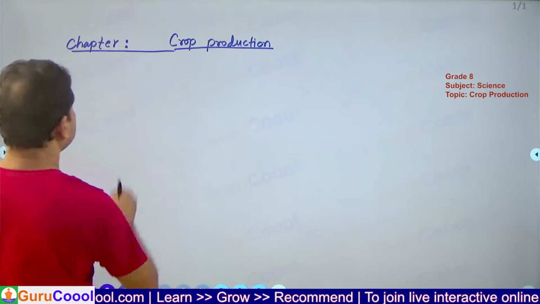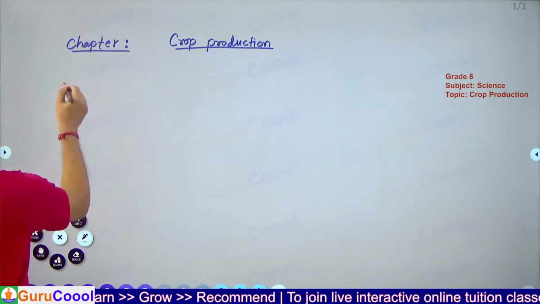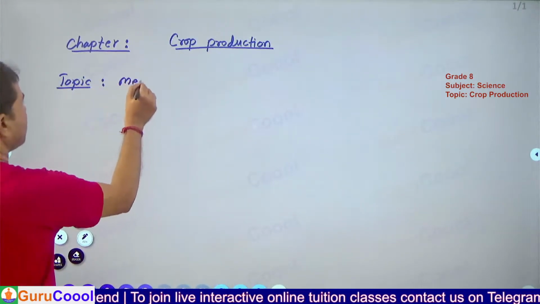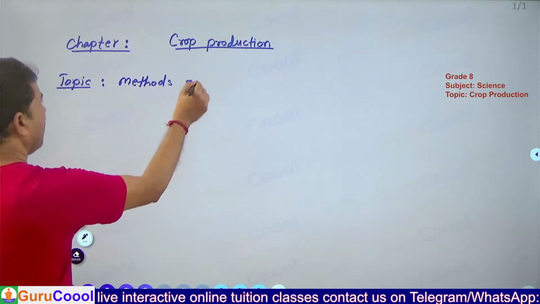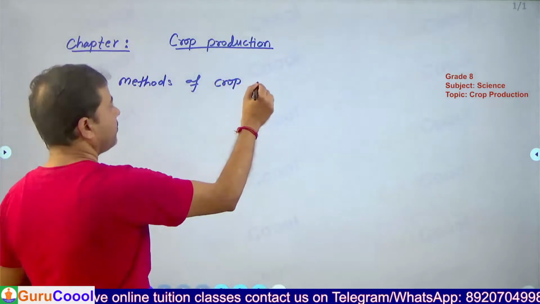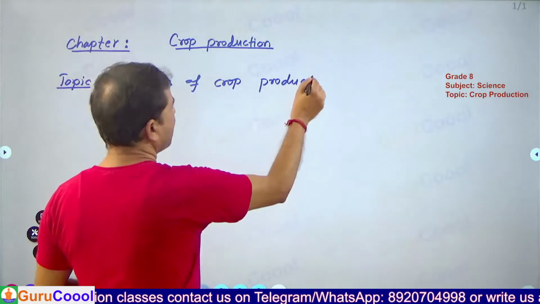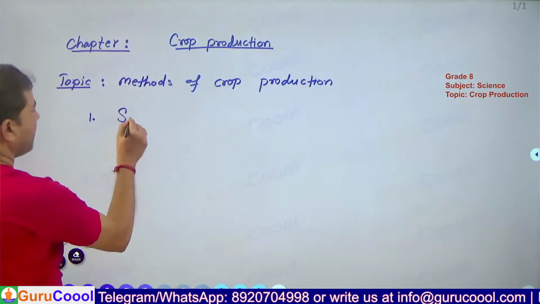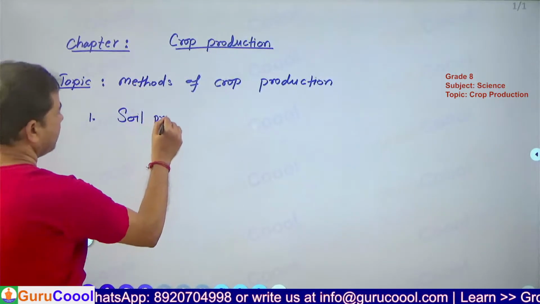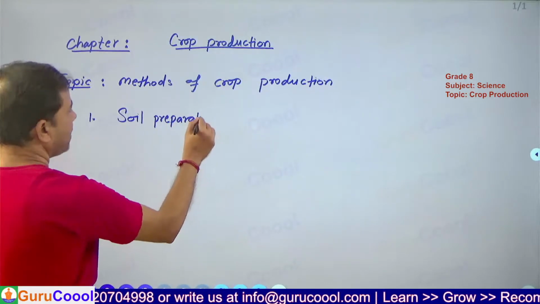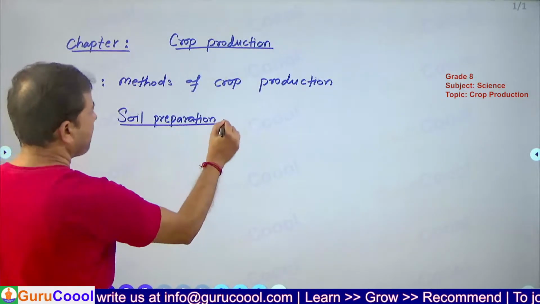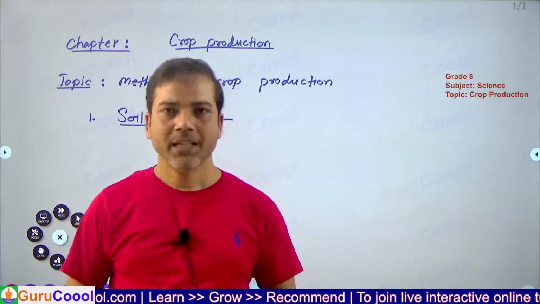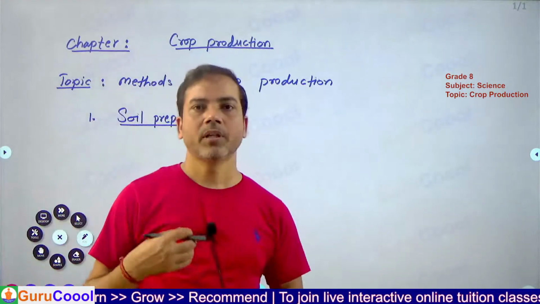Chapter: crop production, and the topic we are going to do presently is methods of crop production. The very first thing we have to do is soil preparation. What do you mean by soil preparation? Soil preparation means making soil ready for crop production.